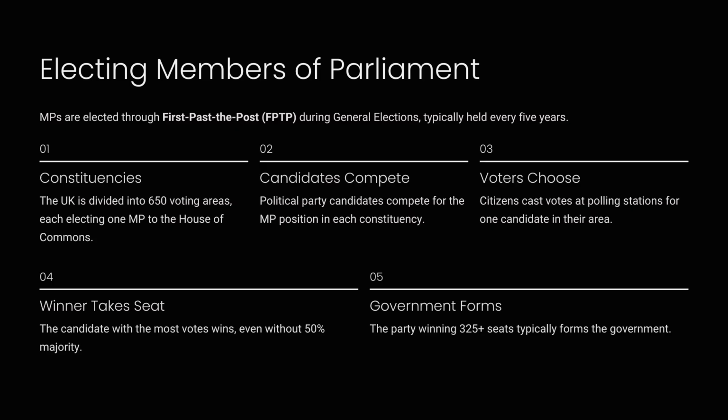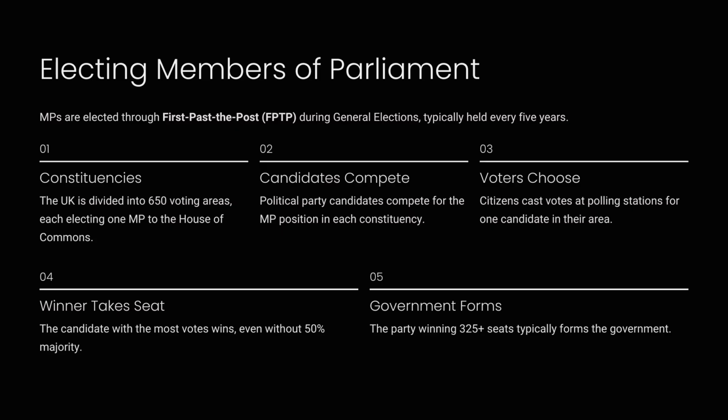Constituencies. The UK is divided into 650 voting areas, each electing one MP to the House of Commons. Candidates compete. Political party candidates compete for the MP position in each constituency. Voters choose. Citizens cast votes at polling stations for one candidate in their area. Winner takes seat. The candidate with the most votes wins, even without 50% majority.